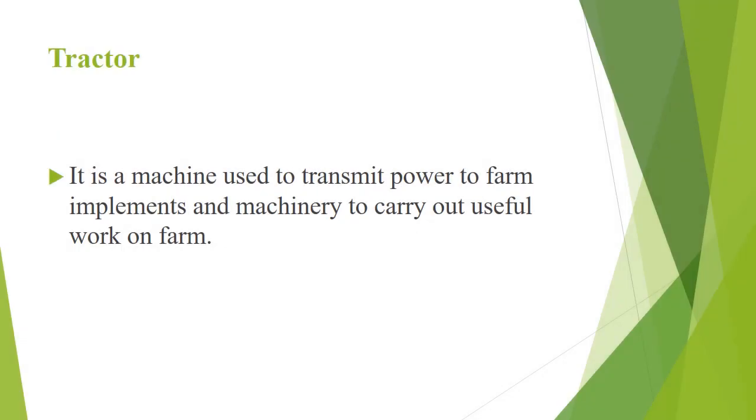So let's start by defining a tractor. A tractor is a machine used to transmit power to farm implements and machinery to carry out useful work on the farm.